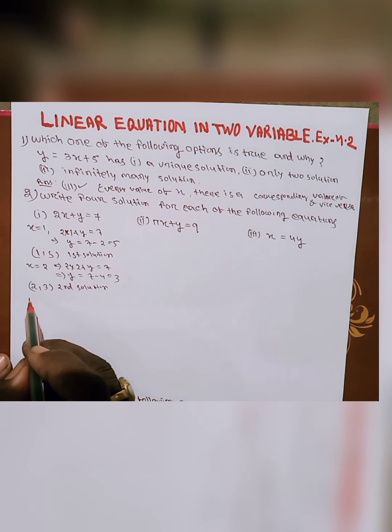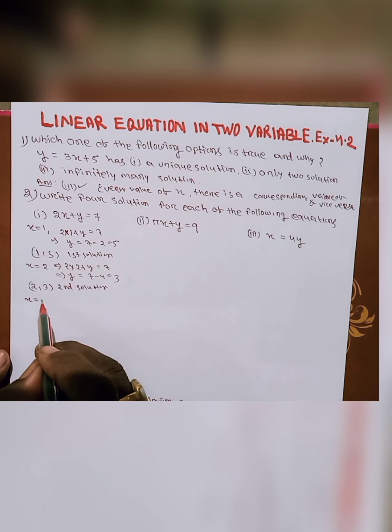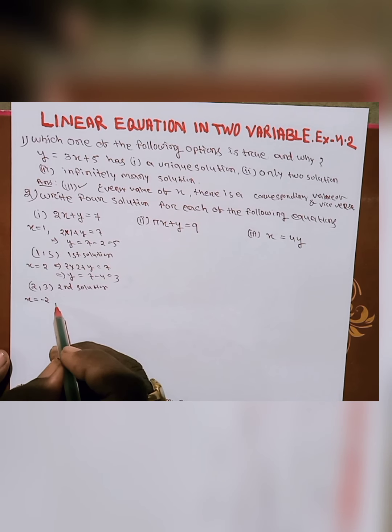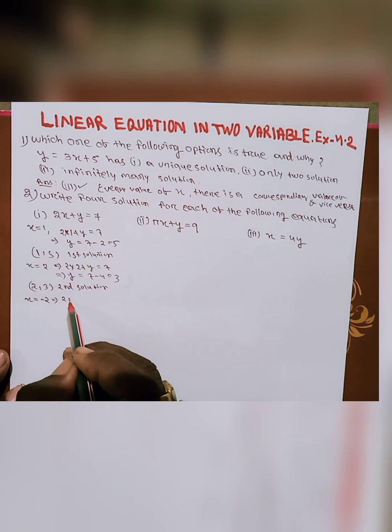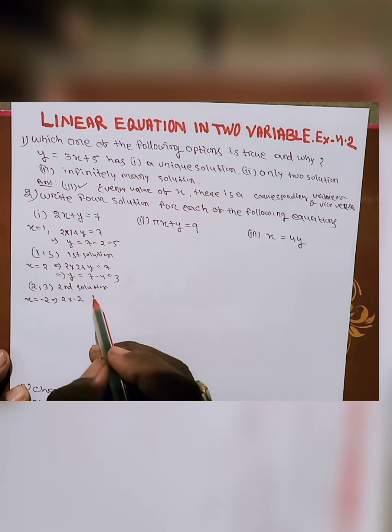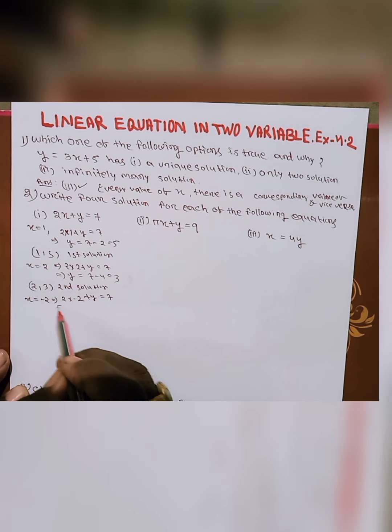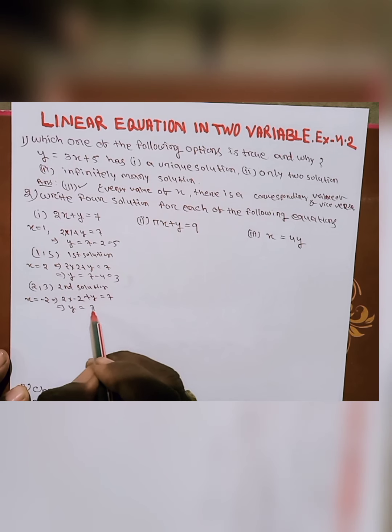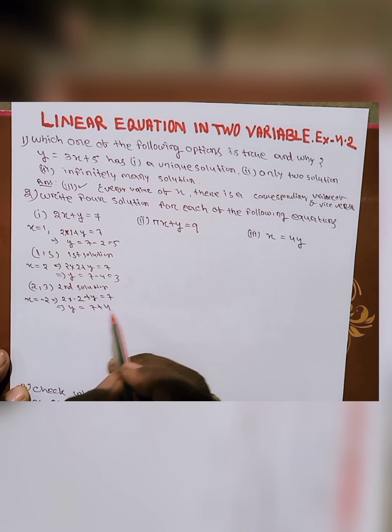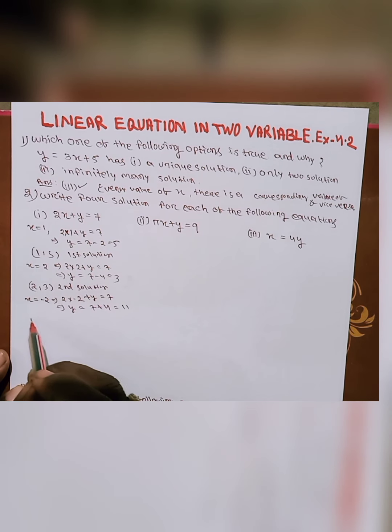Then take another value of x. Suppose x is equal to minus 2. Put the value in the equation. It implies that 2 into minus 2 plus y equal to 7, which implies that y is equal to 7 plus 4 equal to 11. So minus 2 and 11 is the third solution.